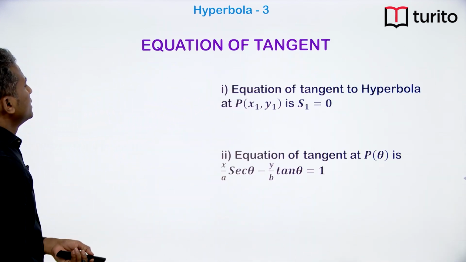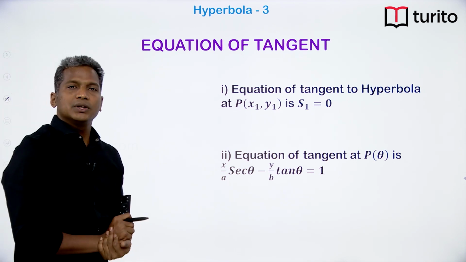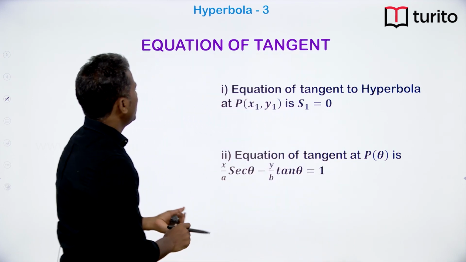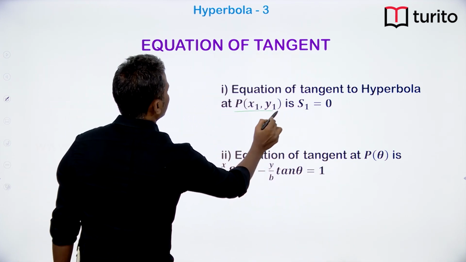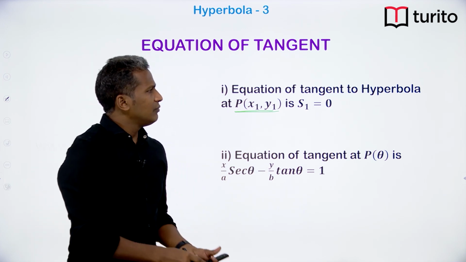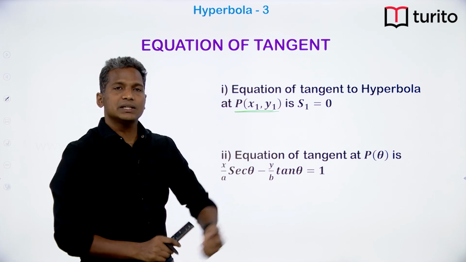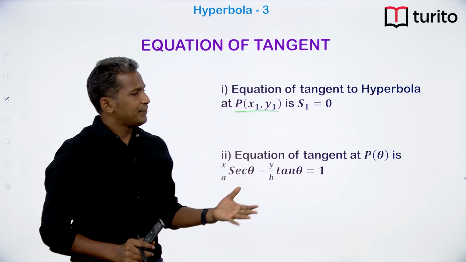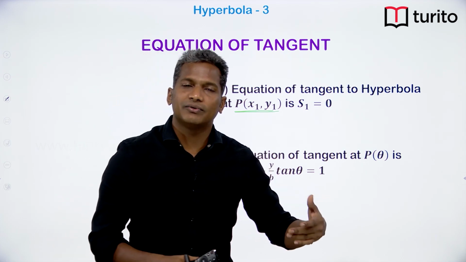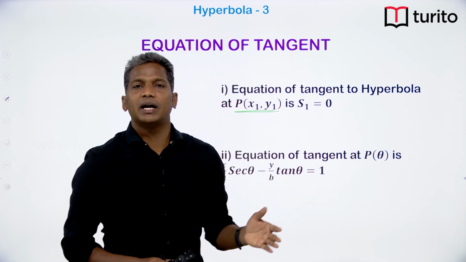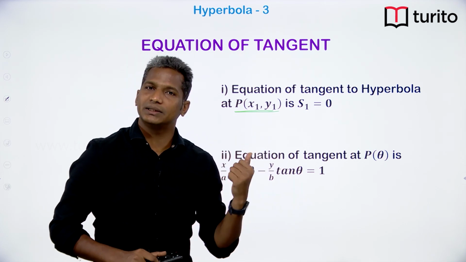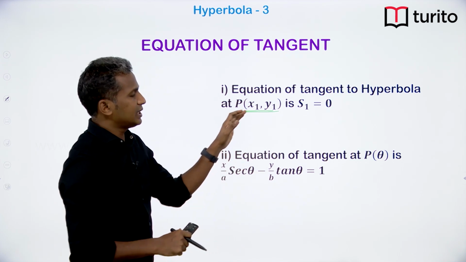Okay. So, now let us move on to the concepts of tangents and normals. If, let us say, there is a point x1 y1 on the curve which is a hyperbola, we can always get the equation of tangent as S1 equal to 0. Now, this derivation you can do either by finding the derivative of the curve, getting the slope, and then applying the slope point form of the line to get the tangent. Okay. So, that is fine.